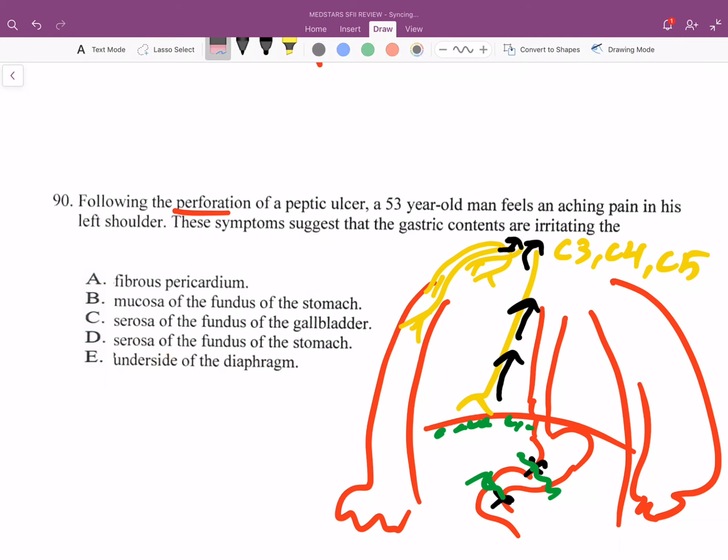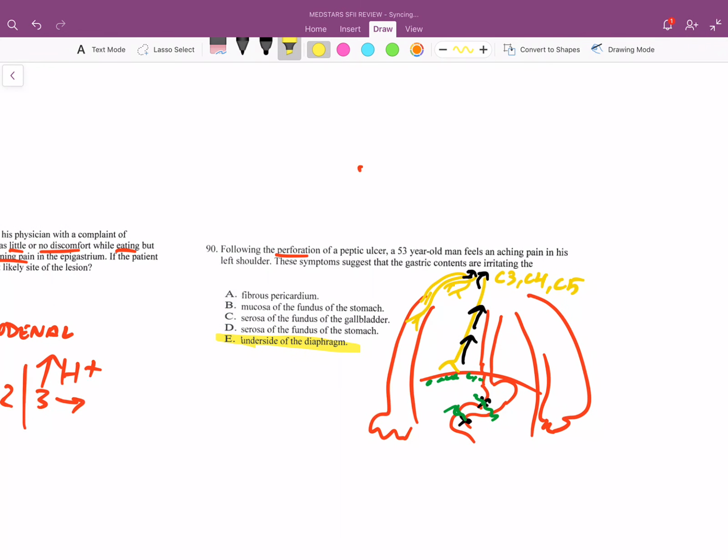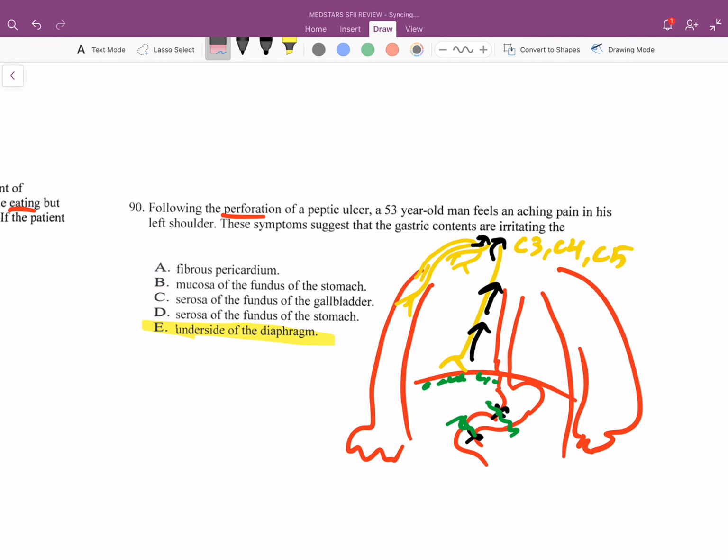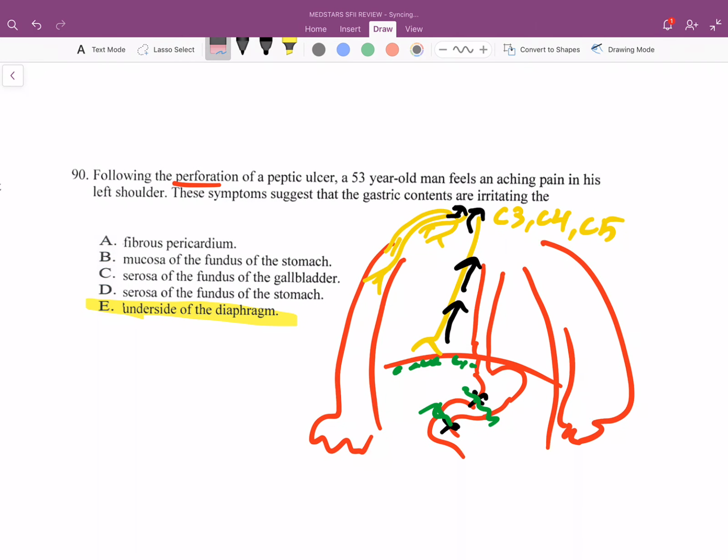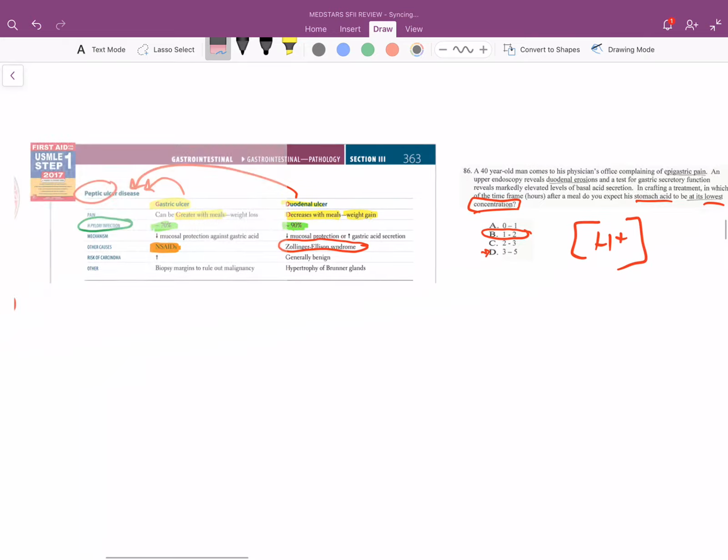Actually, I had this exact same question in one of my classes for physical diagnosis second year. So it's something you should be very familiar with. Step one likes to test it too. Easy points, right? How can gastric acid stuff mess with your shoulder? Boom, diaphragm. That's the connection right there.